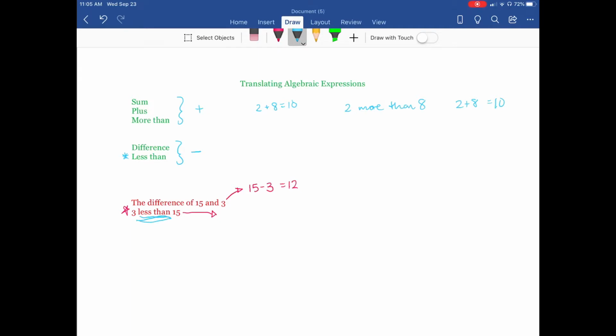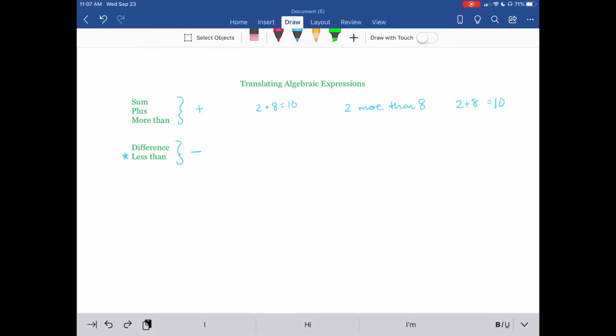So when we see the than part, that is what's referred to as a turnaround word, which means I'm going to take those two and they're going to swap places. So that would actually be 15 minus 3 again. Because if you had $15 and I had $3 less than you, then I would have $12. So that's a turnaround word, which means those 2 values get flipped in my expression.